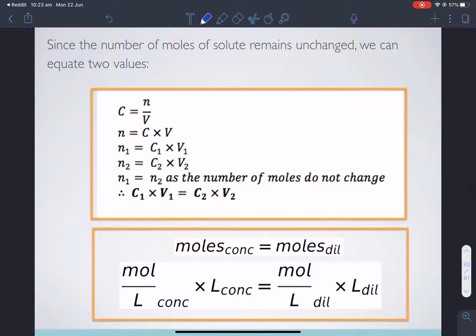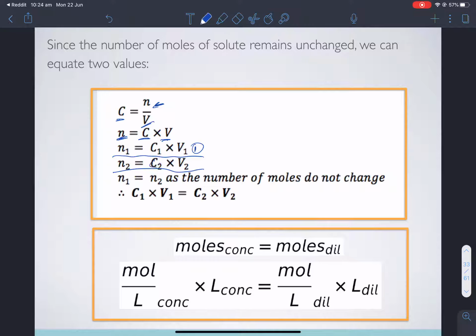Since the number of moles of solute remains unchanged, we can equate the two values. So we're going to use the formula up the top and then a bit of dimensional analysis down the bottom. If the concentration equals the number of moles divided by the volume, then the number of moles equals the concentration times volume, just rearranging that equation. Now the number of moles before dilution is going to equal the concentration before dilution and the volume before dilution. And they've just said that's condition 1. And then the same as 2.